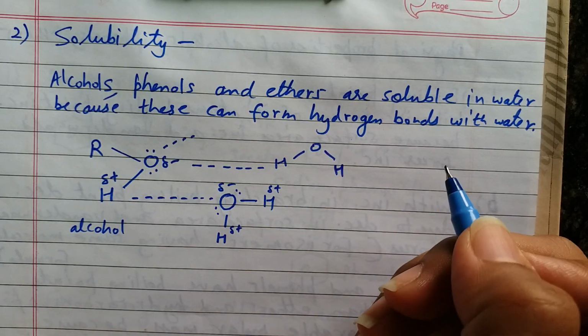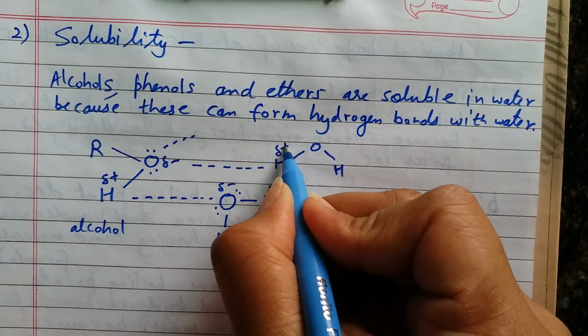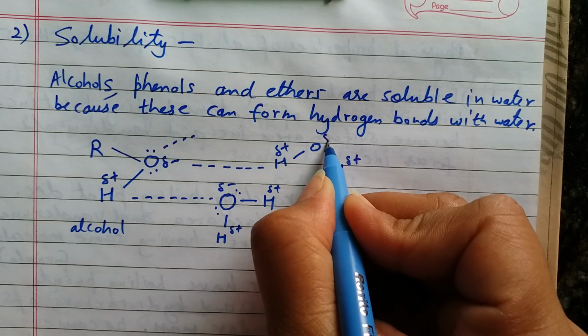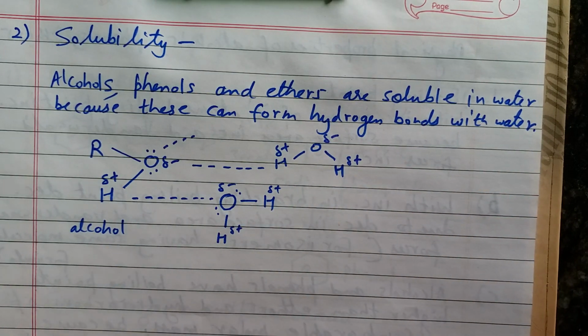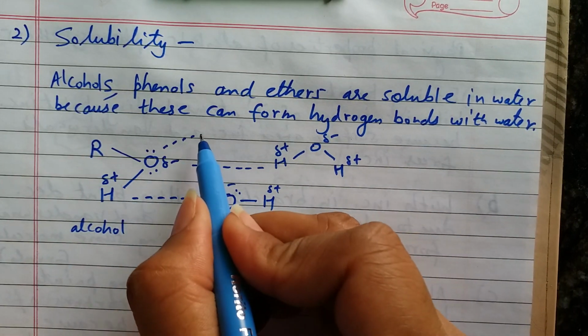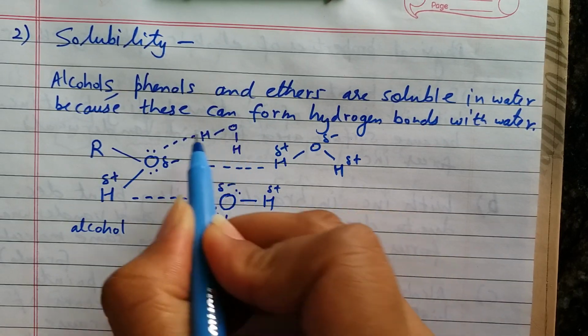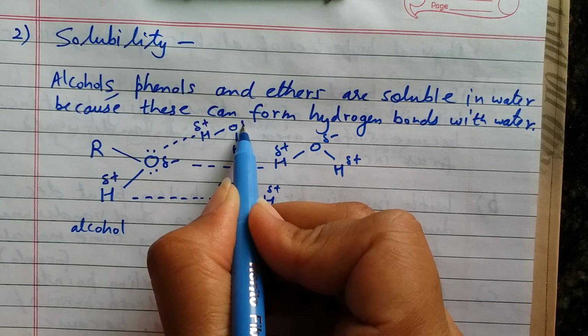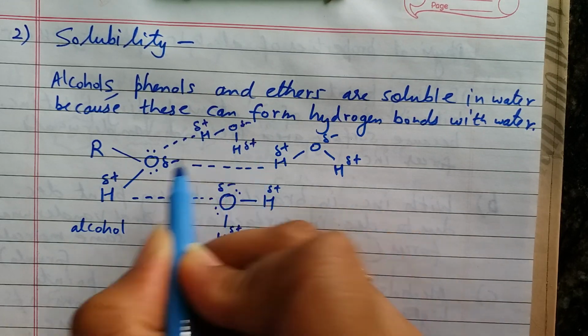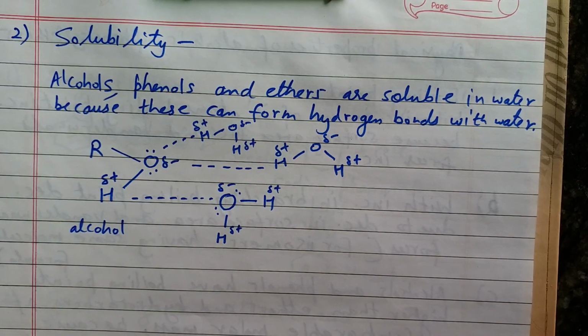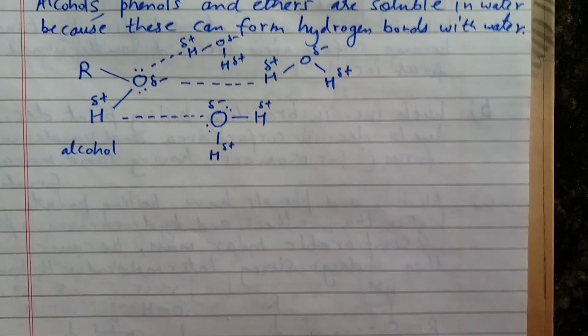This is another molecule of water I have shown here. H was positive and O was negative. So H plus forms a bond. And here also with this oxygen, what will form? H plus will form. So you can show another molecule of water here, H plus forming a bond with O minus. So this is how one molecule of an alcohol can form three hydrogen bonds with water, and hence they are soluble in water.